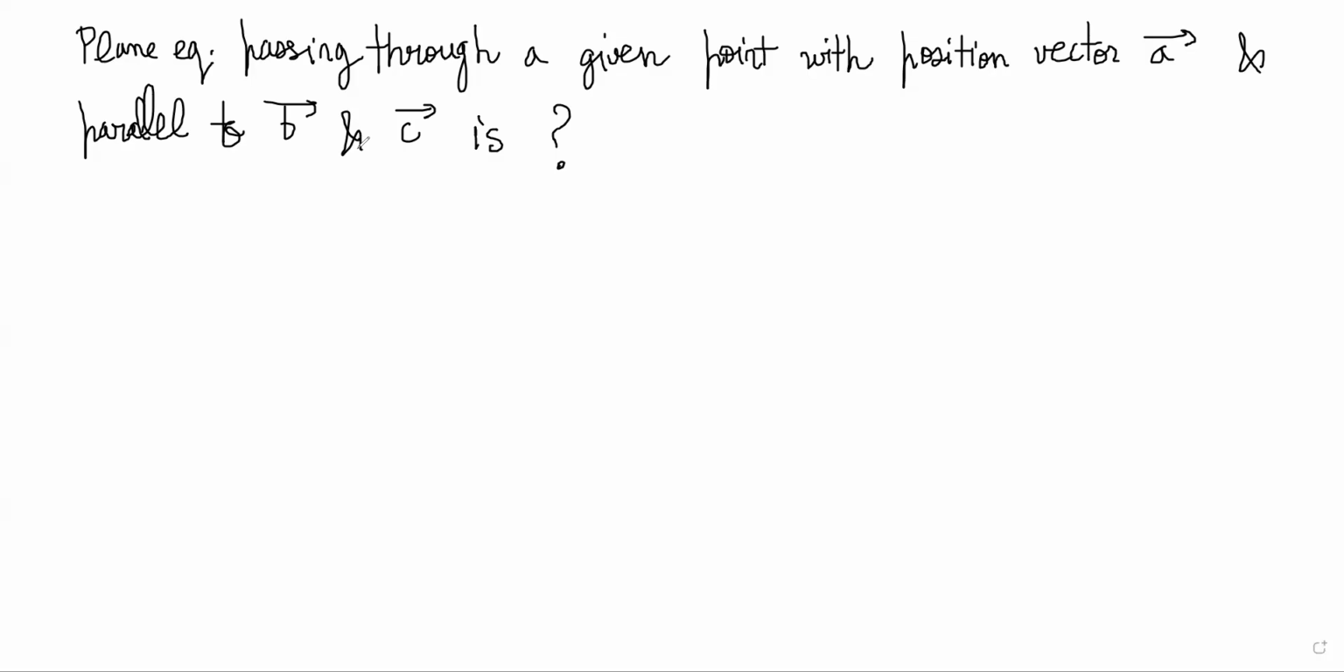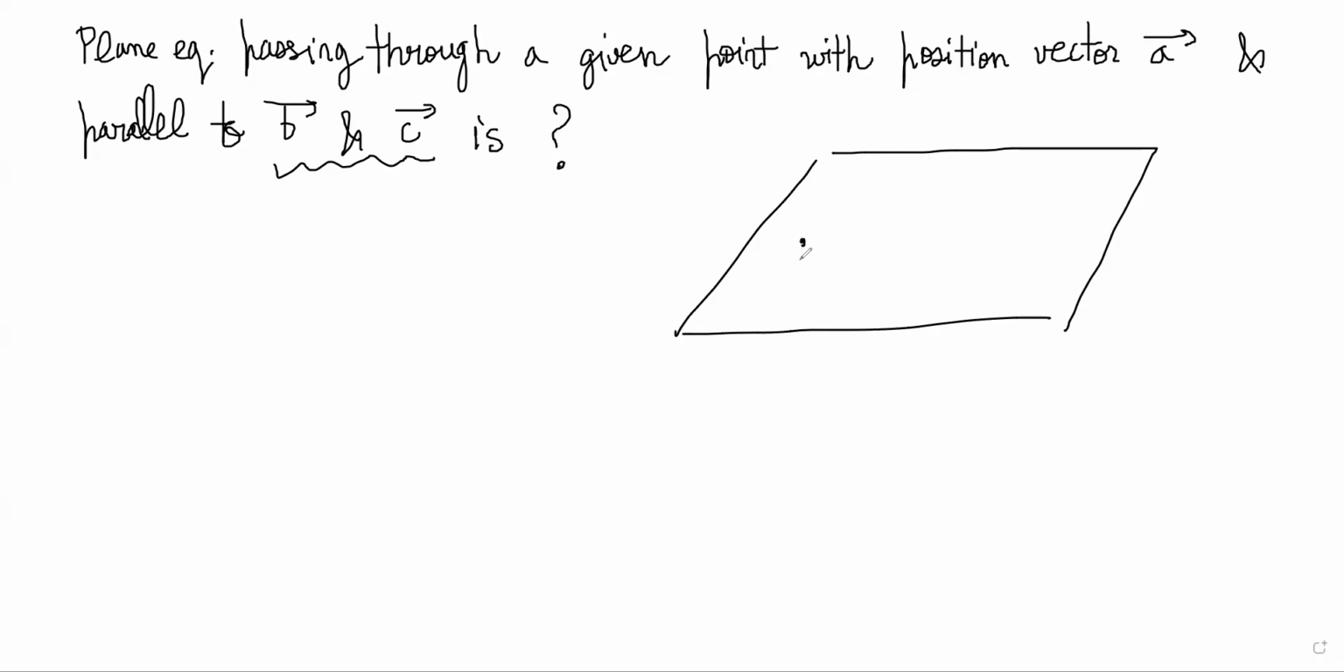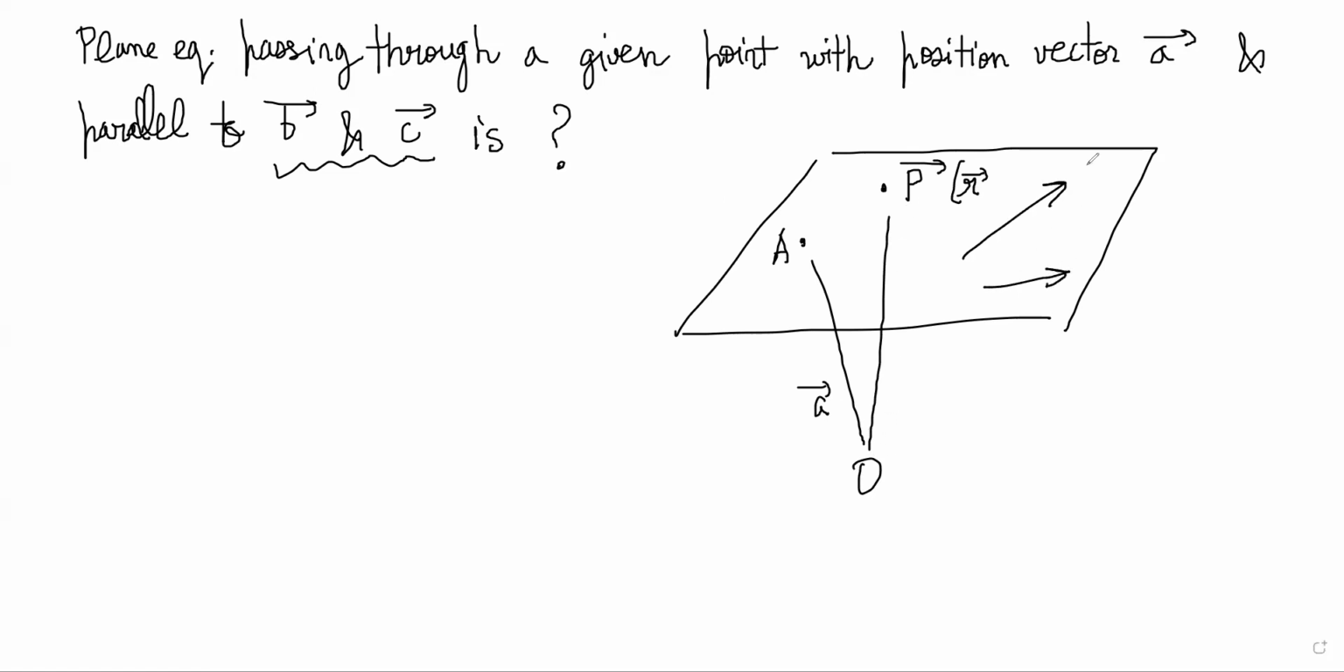So if you have a plane like this, A is a point on it. This is my A vector. This is a point on the plane. Let's take another random point on the plane. This is R vector with reference to the origin, right? There are two vectors in the plane, B and C. The plane is parallel to these two vectors. So we already have two vectors in the plane.